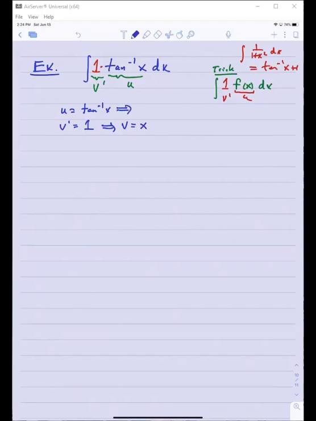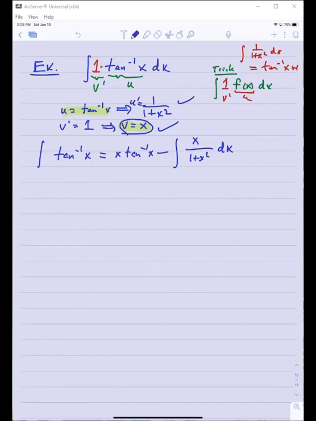Now, what about the u? Well, we're not asking for the antiderivative, we're asking for the derivative. And we do know what the derivative of tangent is. It's 1 over 1 plus x squared. All right, so what's the integration by parts formula say? It says antiderivative of uv prime is uv. So uv, which would be x times tan inverse x, minus the integral of v times u prime. And this was u prime. Well, if I take this v times this u prime, I get x times 1 over 1 plus x squared. Or in other words, x over 1 plus x squared.